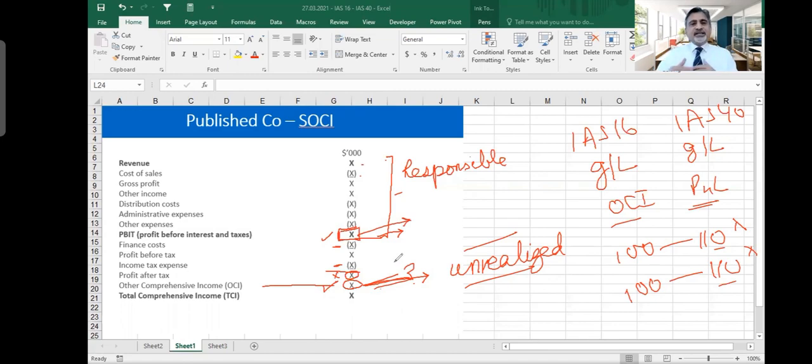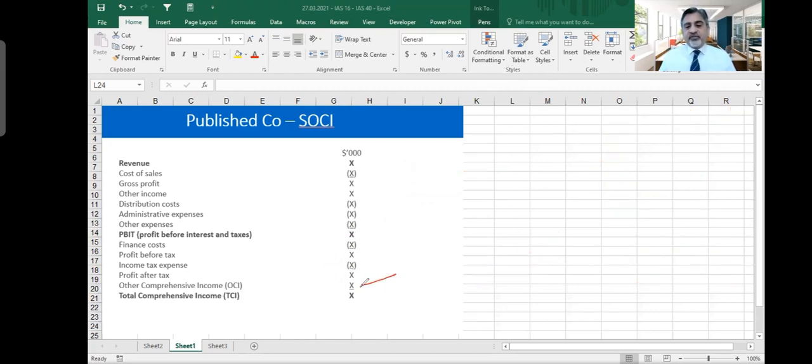Here you need to understand a second criterion. IAS tells you to put the unrealized things in OCI, but I have another understanding also. Another understanding is that in OCI, you put those things which are beyond the control of the manager, which are not the result of the activities of the manager, so that the managers do not take credit for them. I put here two types of things. One is unrealized and one is beyond the control of the manager. The manager is controlling only until here.